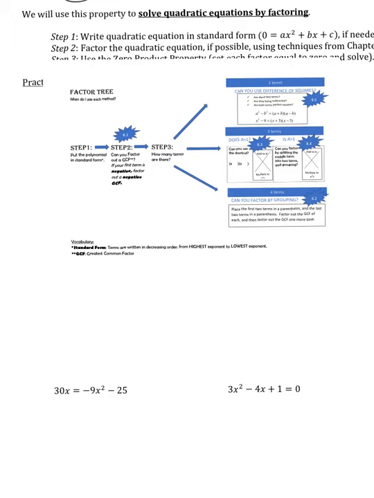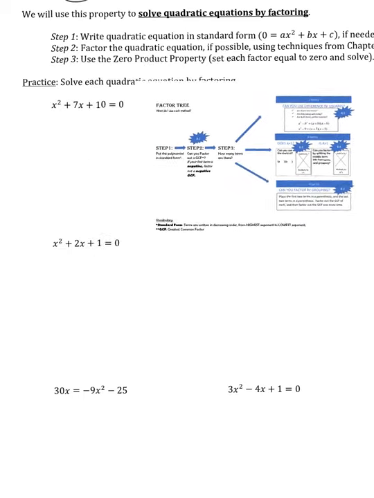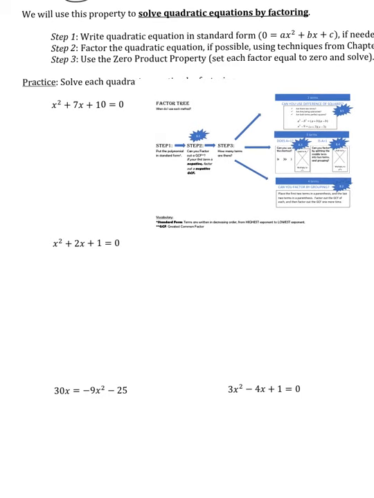And then step 2 is to ask ourselves, can we factor out a GCF? And if the first term is negative, we need to factor out a negative GCF. Now, we do not have a GCF in this equation because nothing goes into x squared, 7, and 10 except for itself. Step number 3 is to ask how many terms there are. There are 3 terms. So we're going to ask ourselves if a equals 1 or is a greater than 1. In this case, a equals 1, b equals 7, and c equals 10.